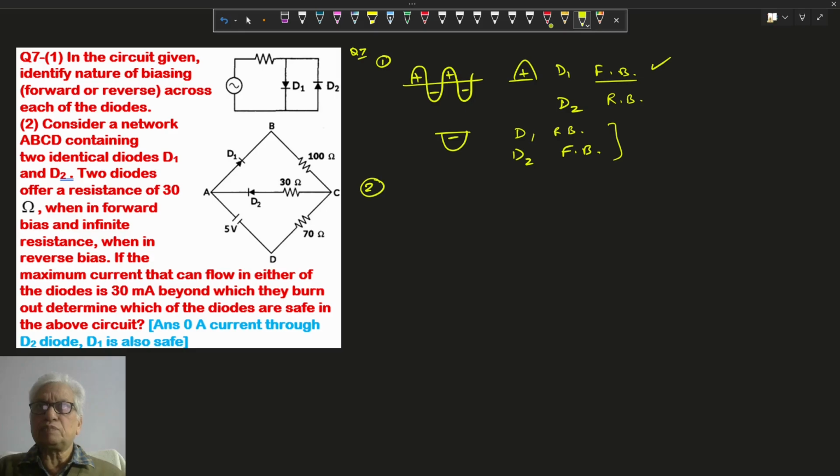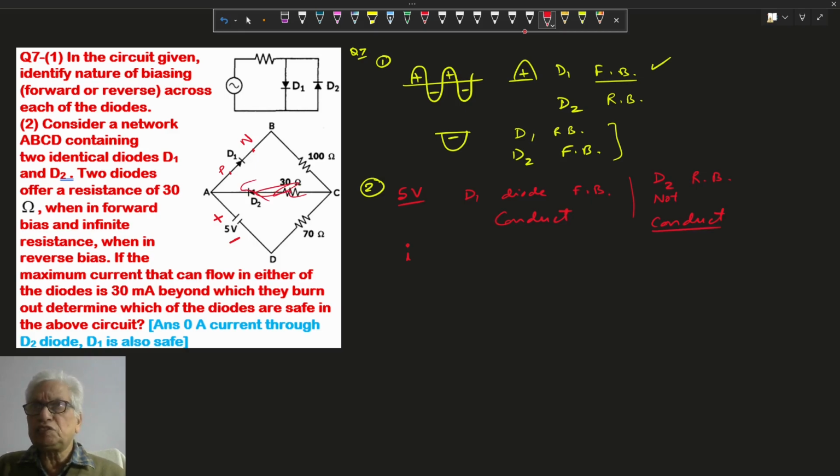Now the second part. Here, if we see the polarity of this 5 volt battery, for diode D1, the P region is positive and the N region is negative, so it is in forward biasing. With the 5 volt battery voltage, diode D1 is forward biased, so it conducts, whereas diode D2 is reverse biased, it will not conduct. It means this will be an open circuit.